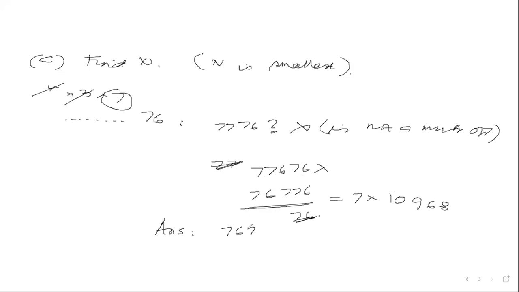It's got 3 7s. It's a multiple of 3, therefore. It ends in 76, so it's a multiple of 4, so it's a multiple of 3 times 4, which is 12, and it's also a multiple of 7, so it's a multiple of 12 times 7, which is 84. Okay, so that's the answer.